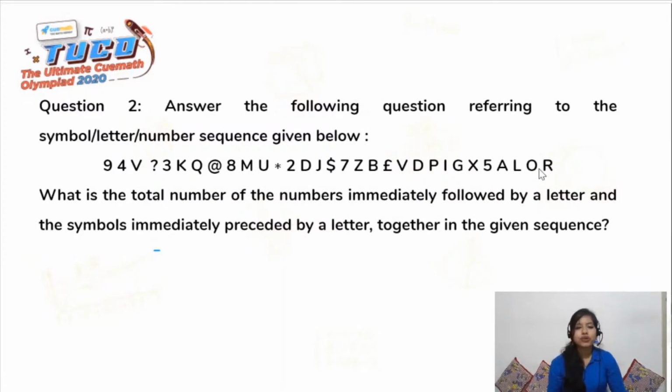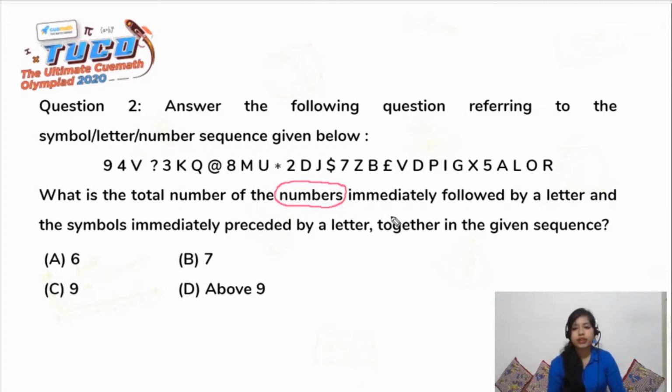The second question goes here. Answer the following question referring to the symbol, letter or number sequence given below. So let's see. This is again a given sequence and let me also put on the options here. And now let's check. What is the total number of numbers? They are asking how many. So this is again important. What are we supposed to count? We are supposed to count the numbers immediately followed by a letter. So immediately followed by a letter.